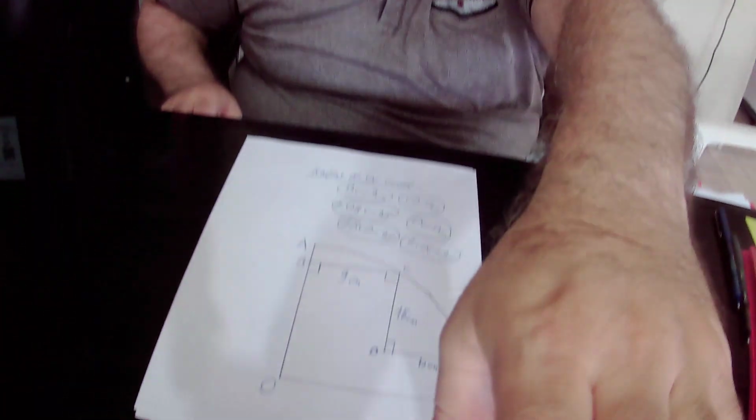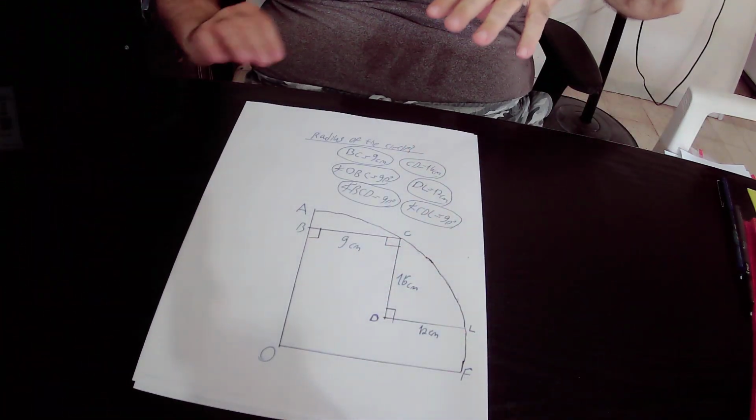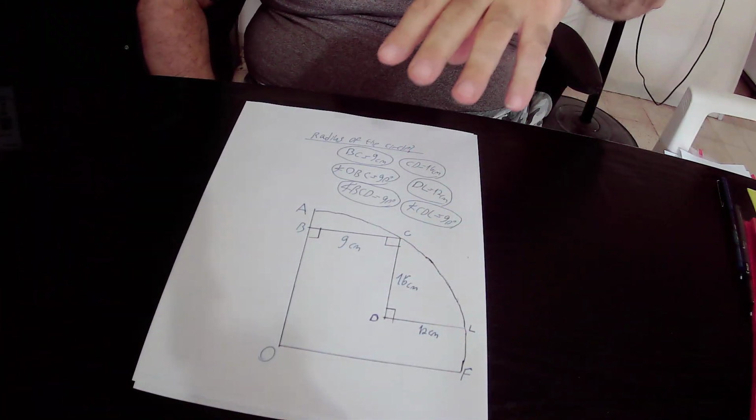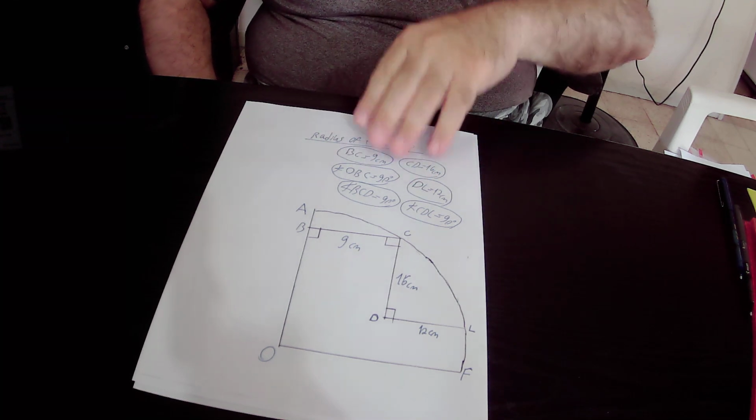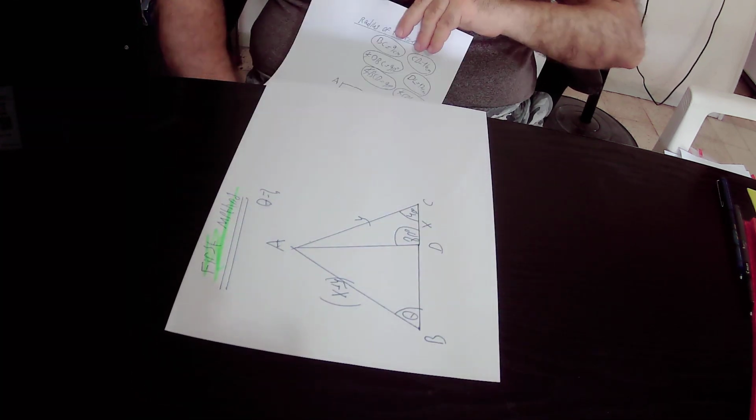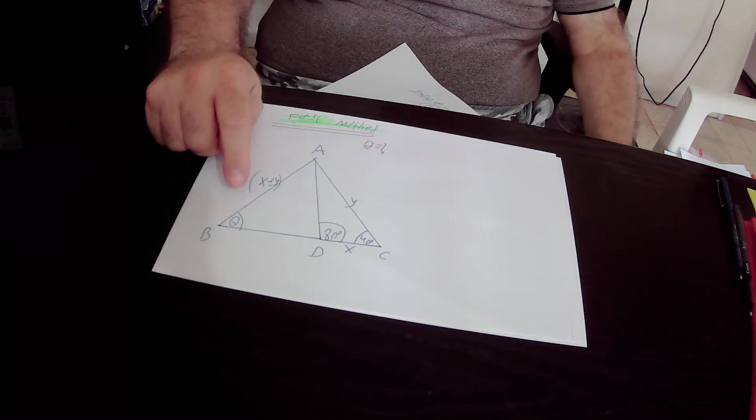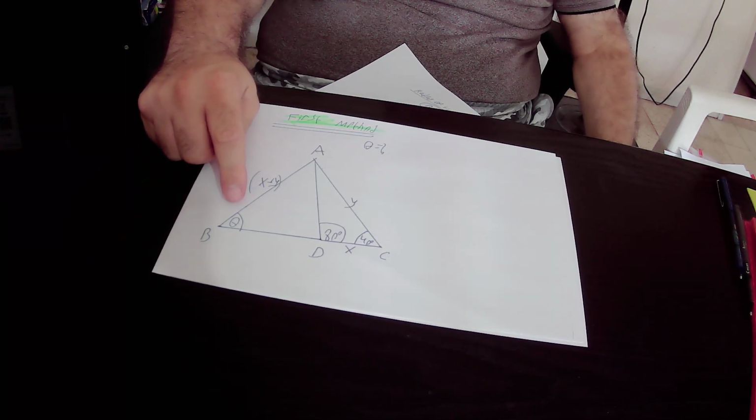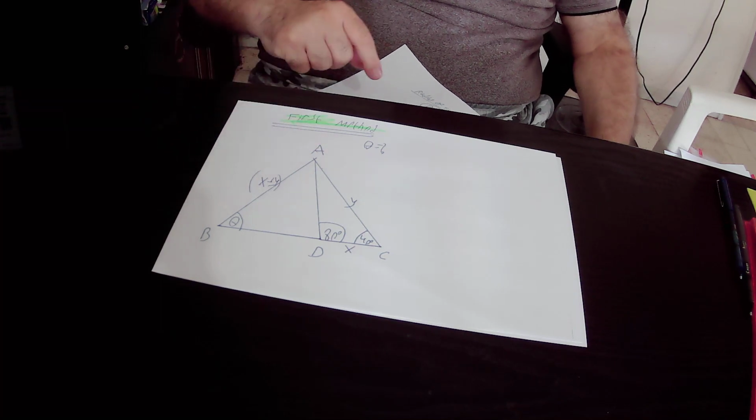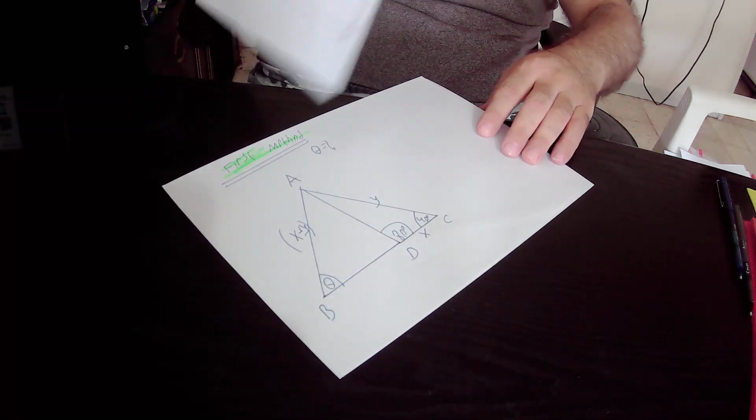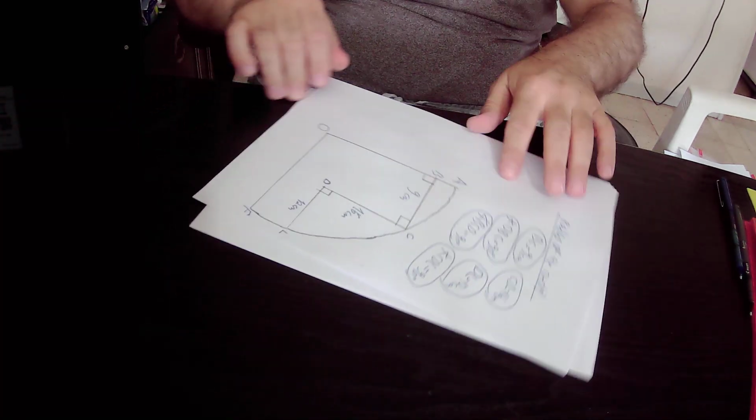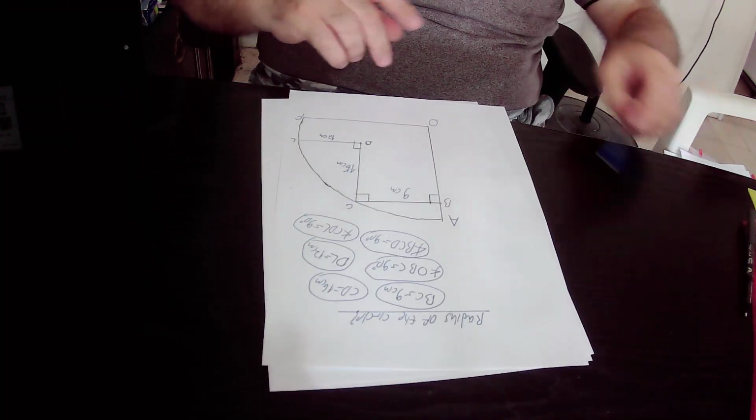And now in this lecture we'll answer two questions. In the first question we'll find out the radius of this quarter circle. In the second question we'll find out the size of this angle, angle theta, that is inside triangle ABC. Okay, so we'll start with the first question.